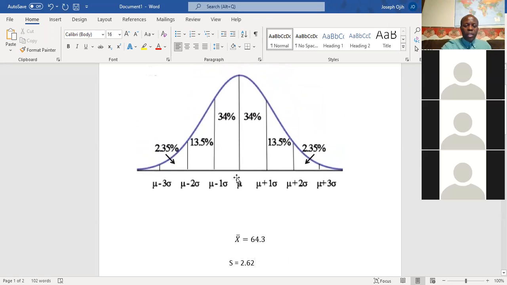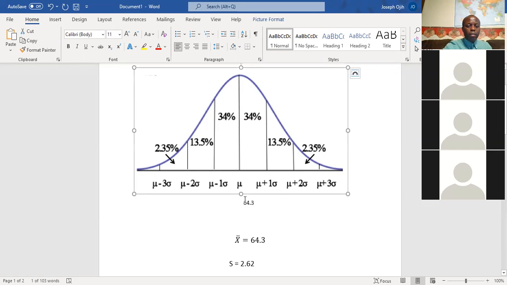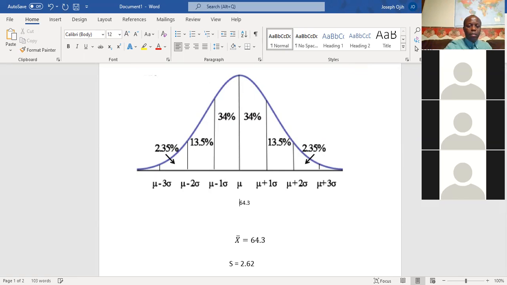So now we're going to get the numbers for all these numbers here. Mean, which is 64.3. You can see right here at the center, 64.3. That's for this mean right there. Okay, let me make it a little bit larger so you can see it better. Now let us get the left side and the right side.